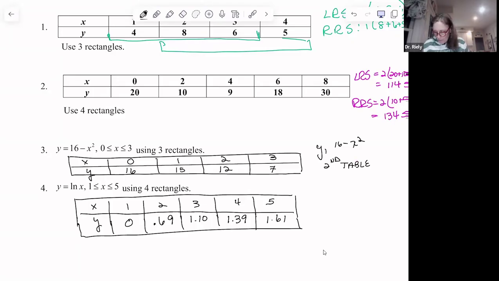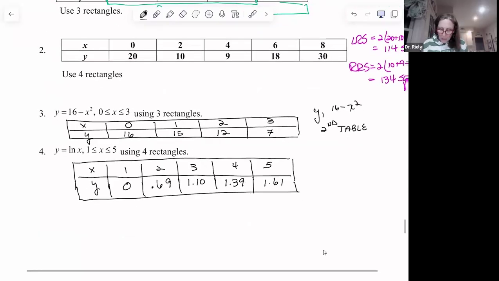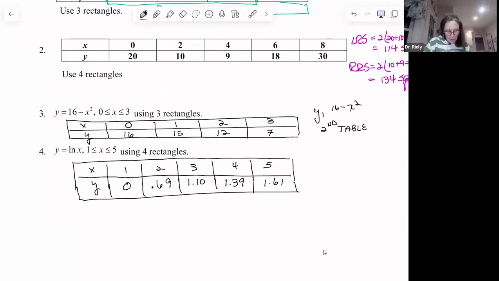So that's the setup. And then when I did the natural log, I definitely put it in my calculator, and I need 4 rectangles, so I made 5 boxes, including the XY, and I rounded everything to 2 decimal places. So I got values that way. So now you can start doing the next 2. I'll do them, you can do them, and we can just compare as we go, see what we get.